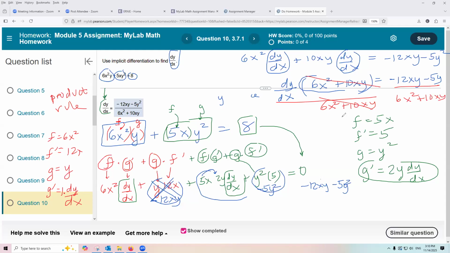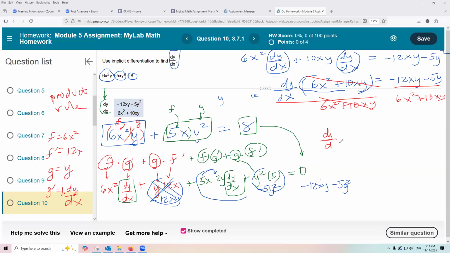All right, so that cancels top and bottom on the left-hand side. Let me write the final answer underneath. So now we finally have dy/dx by itself. We're ending up with negative 12xy minus 5y squared over 6x squared plus 10xy. All right, so again, folks, the idea of implicit differentiation: take the derivative in place as you see the equation on both sides. But whenever you take the derivative of y, you must include a dy/dx expression as part of the chain rule.